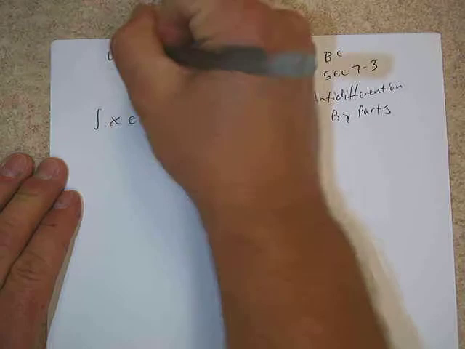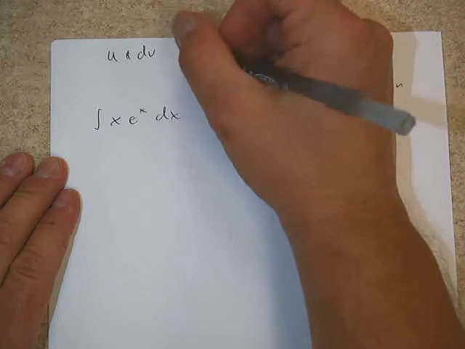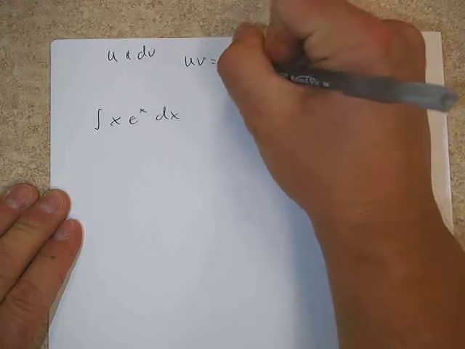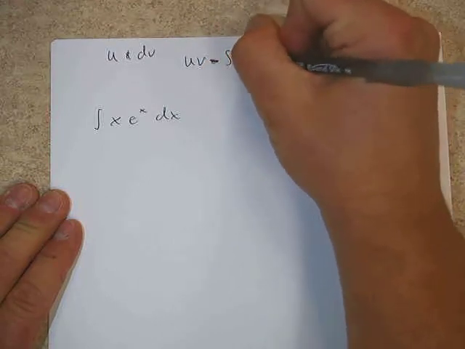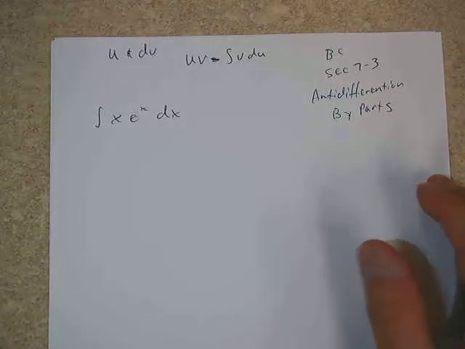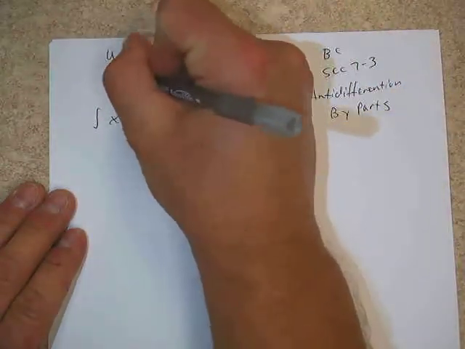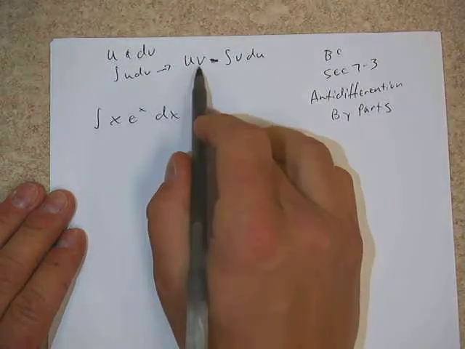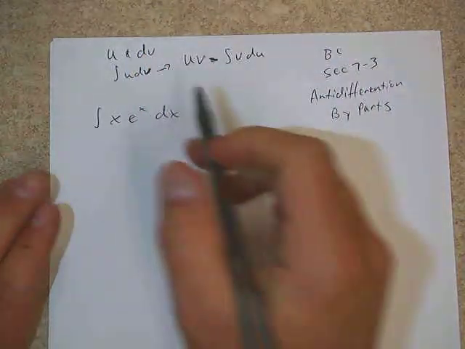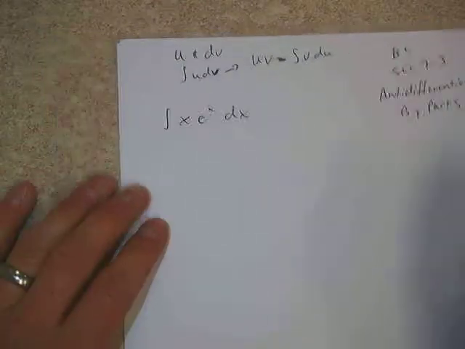What it boils down to is if we can identify a u and a dv in our integrand, then we can write that the integral of u dv is equal to uv minus the integral of v du. So anytime I have something in this product form that I can write as the integral of u dv, that translates to uv minus the integral of v du. Similar to a substitution, I need to get rid of this stuff and make it look like u dv.